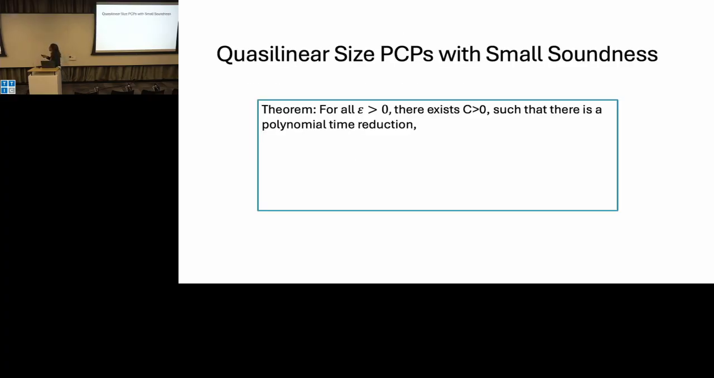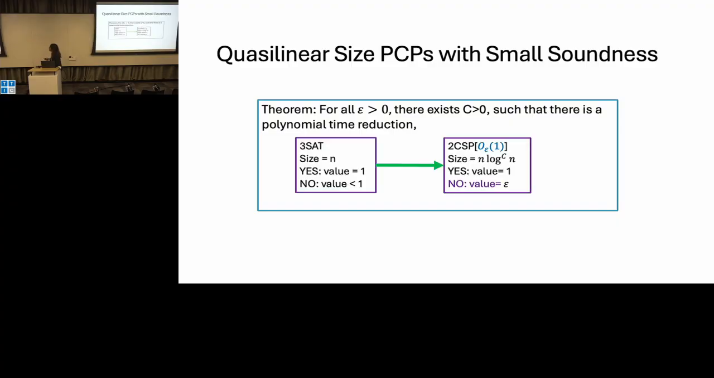Okay, and what we show formally is that for all epsilon, which is your error parameter or the value parameter, there exists a large enough constant that depends on epsilon, and we show a polynomial time reduction that reduces 3-SAT to 2-CSPs with value at most epsilon, and the alphabet of the 2-CSP also depends on epsilon.